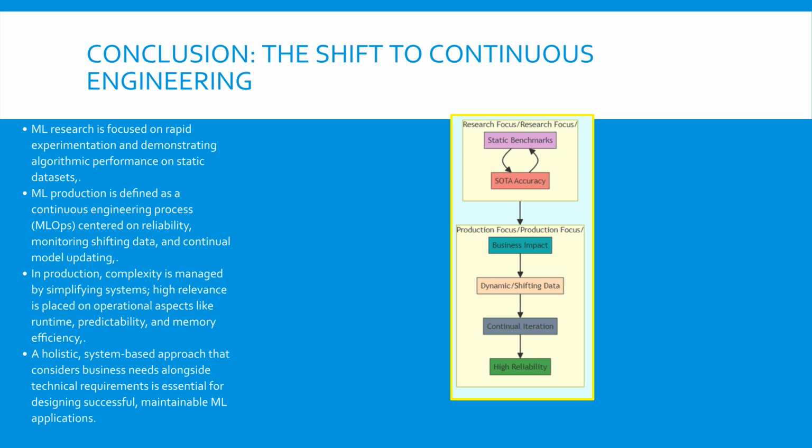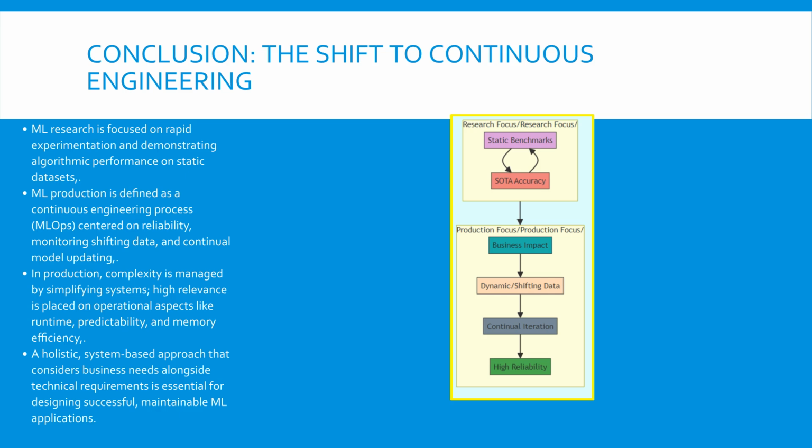This final diagram summarizes the core difference. The research focus is characterized by achieving SOTA accuracy using static benchmarks. This is often viewed as a closed loop, focused on algorithmic improvement. In contrast, the production focus revolves around achieving real business impact using dynamic and shifting data. This leads directly into a process of continual iteration, which must prioritize high reliability and adaptability for the end user.